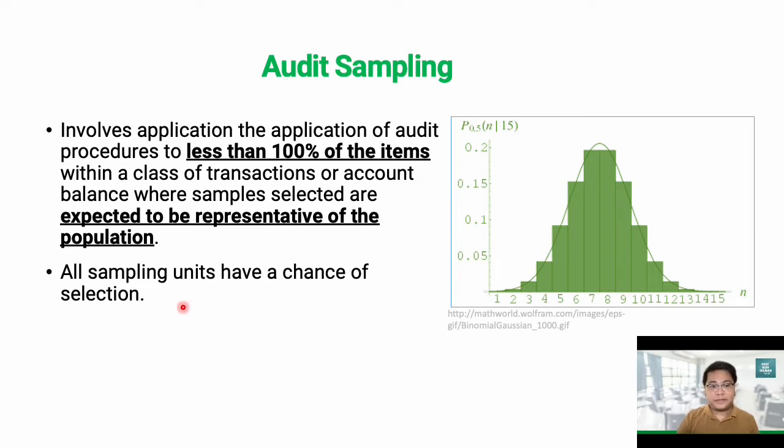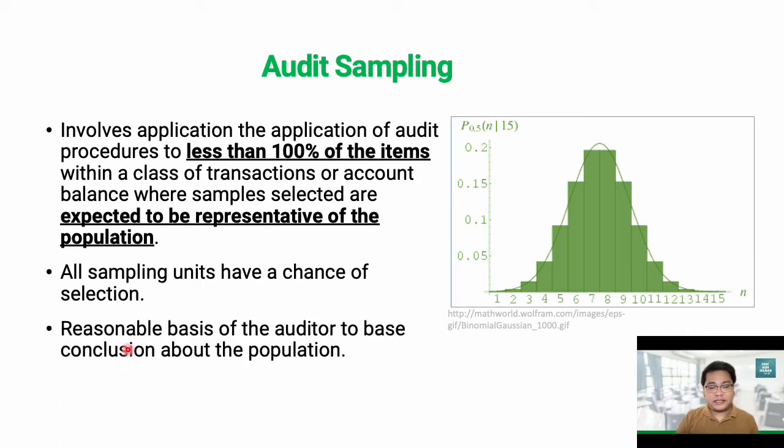But in audit sampling, regardless of the amount, regardless of the characteristics, all sampling units, items in the population, have a chance of being selected. And in this case, this is considered a reasonable basis for the auditor to base our conclusion on the population. So even if we would not audit 100% of the population, the tests that we perform on the selected items using audit sampling are already an appropriate basis for our conclusion.